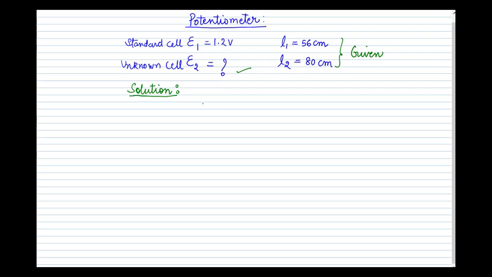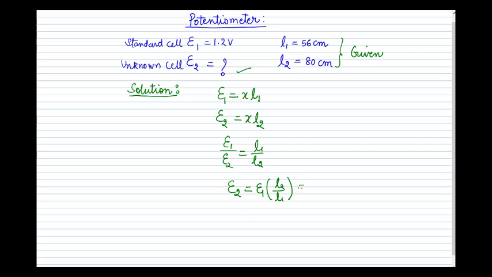Using the potentiometer application, when we put the standard cell, we get the balance length as L1. So E1 is equal to X L1. And when we use this unknown cell, then E2 is equal to X L2. This is a formula that comes from the potentiometer. If you take the ratio of these two, X cancels out, and E1 upon E2 is L1 upon L2. So if you need to find E2, this will be simply E1 multiplied by L2 upon L1.